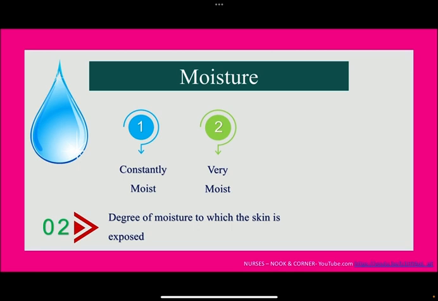Like a patient who has diarrhea, you will grade him number 1 because you are changing every 2 hours. But for very moist, which is graded number 2, it is at least maybe you will change it 2 times in a shift only. While you grade the patient number 3, which is occasionally moist, this moisture lets you change the linen only once in a shift.